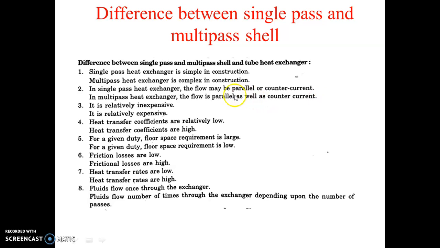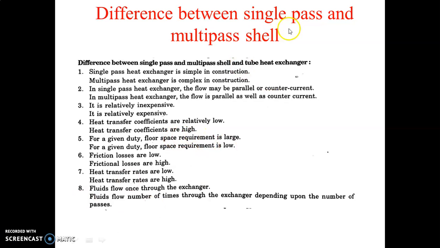Parallel flow means both fluids, hot and cold, are flowing in one direction, and in counter current flow both fluids flow in opposite directions. Then the third point is that the single pass is relatively inexpensive. That means the cost of a single pass shell and tube heat exchanger is less, and in the case of multi-pass the cost is higher, so it is called expensive.